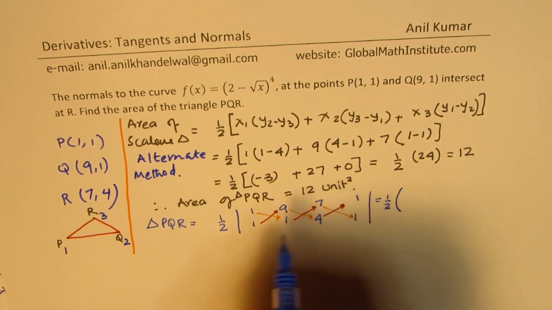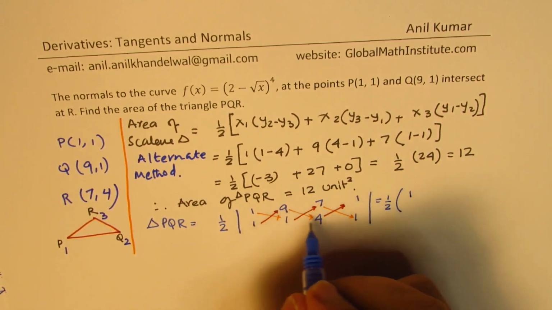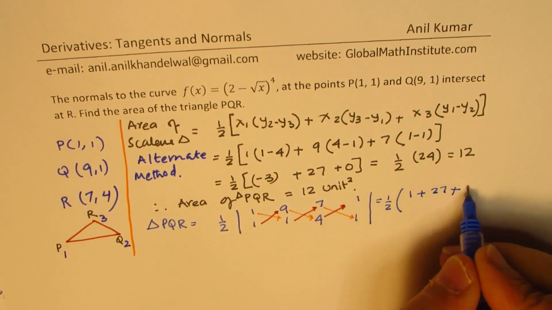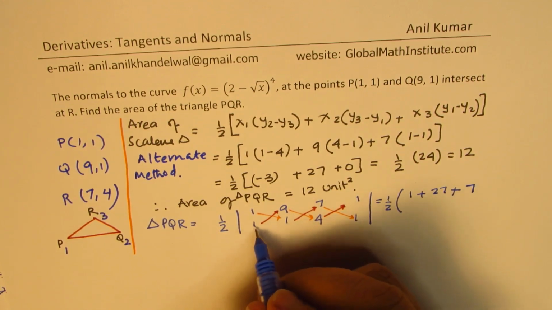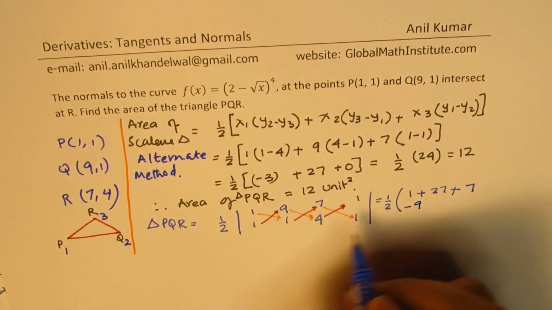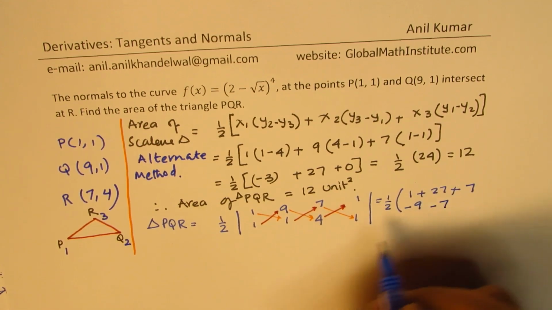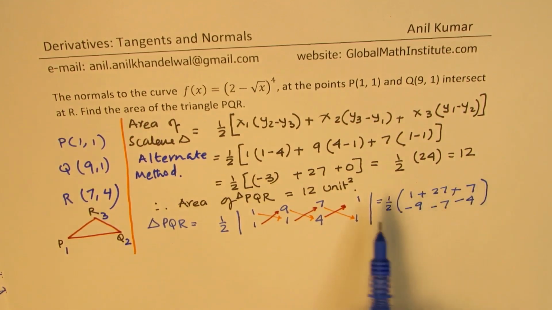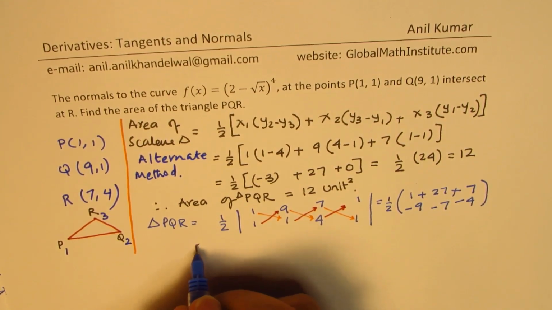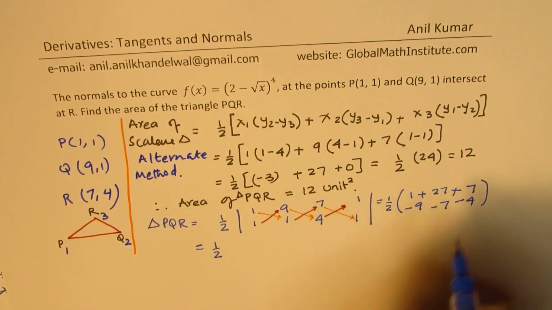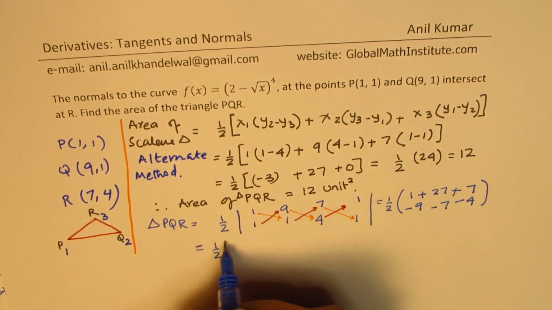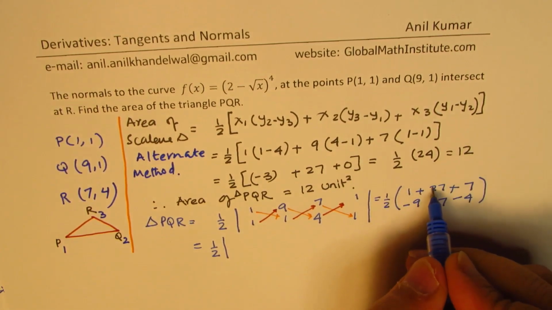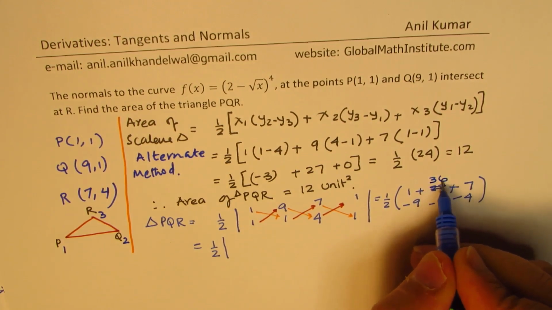So this is half of. When you do this, we get 1 plus 9 times 4, which is 27, right? Plus 7 times 1, which is 7, right? And the negative terms are 1 times 9, which is negative 9, 1 times 7 is negative 7, 4 times 1 is negative 4. Do you see that? So adding this, we get our result, and which is, of course, the same result. But we will always take the absolute value. 9 times 4 is 36, I wrote 27 here. So this is 36, right?